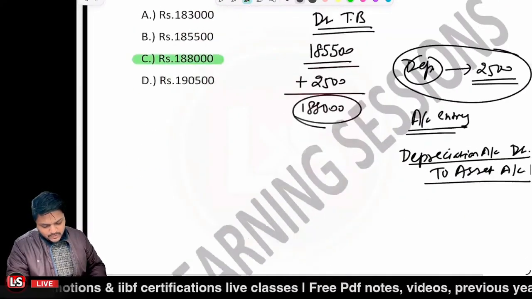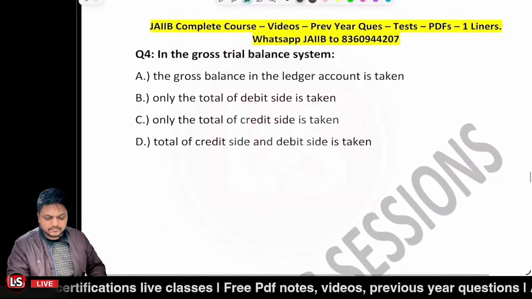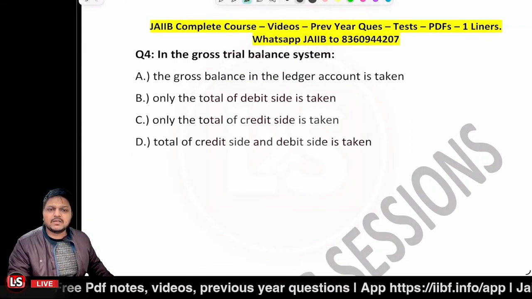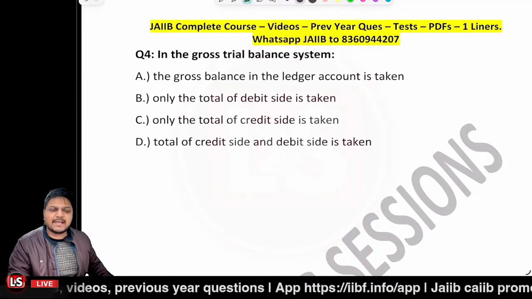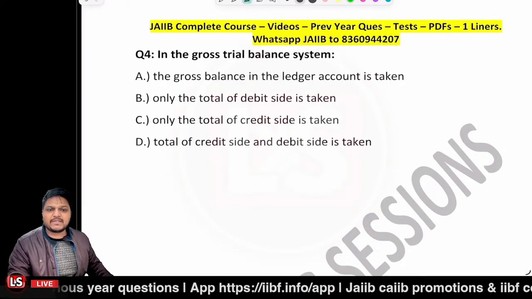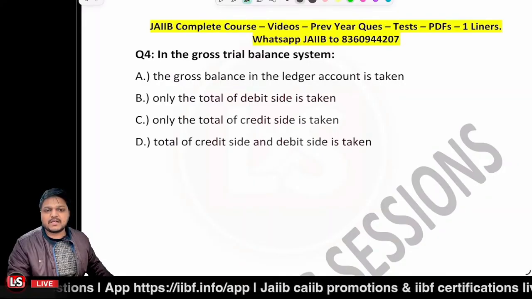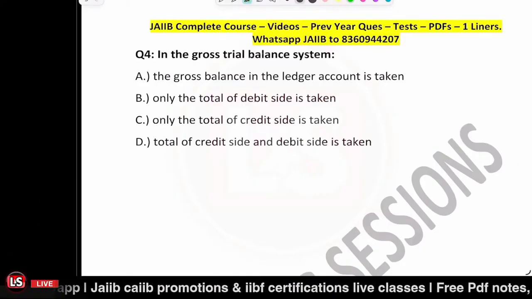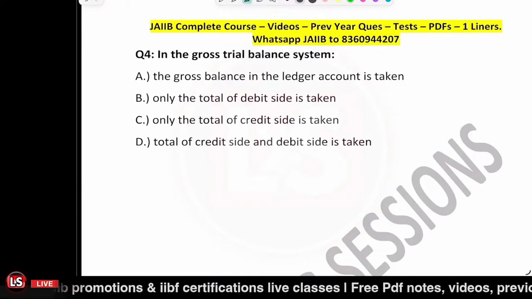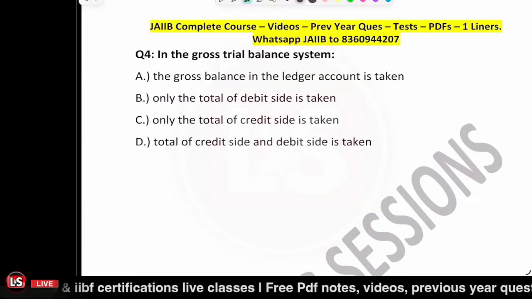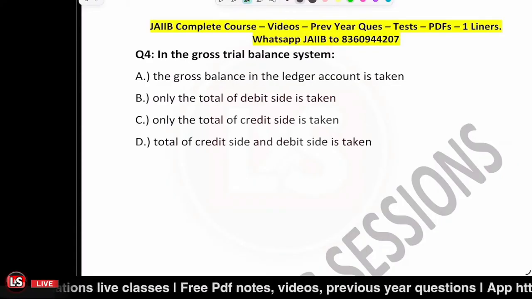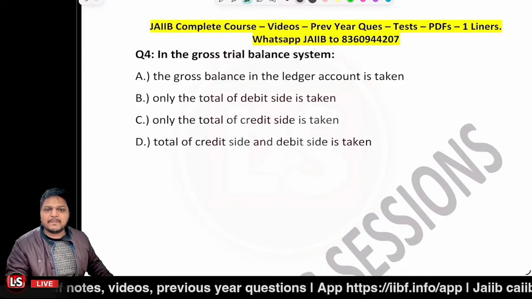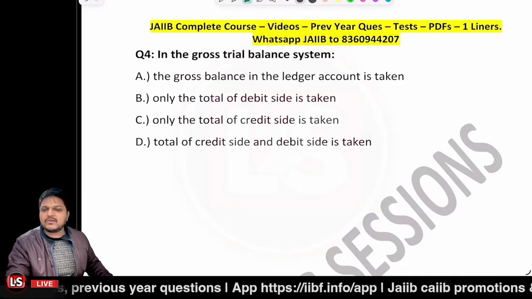Now, let's move toward question number 4. In the gross trial balance system, the gross balance in the ledger account is taken. Only the total of the debit side is taken. Only the total of the credit side is taken. Total of credit side and debit side is taken. Which one would be the correct answer? There are two types of trial balance. One is the gross trial balance system. The other one is the net trial balance system.